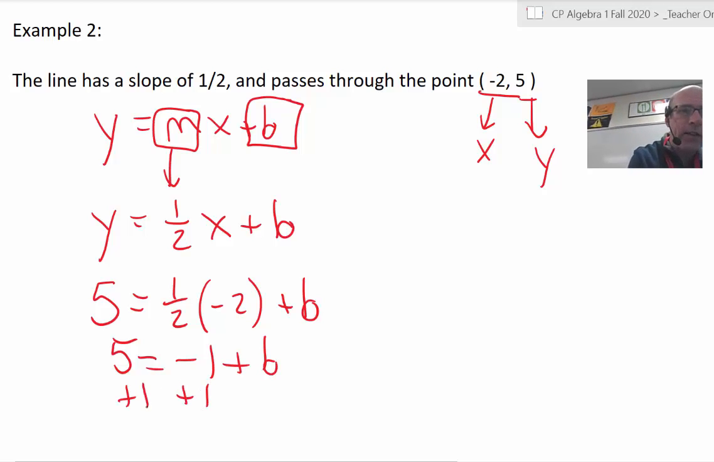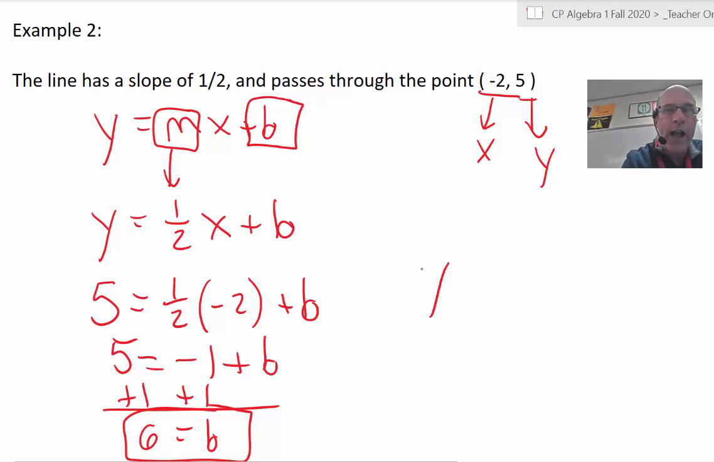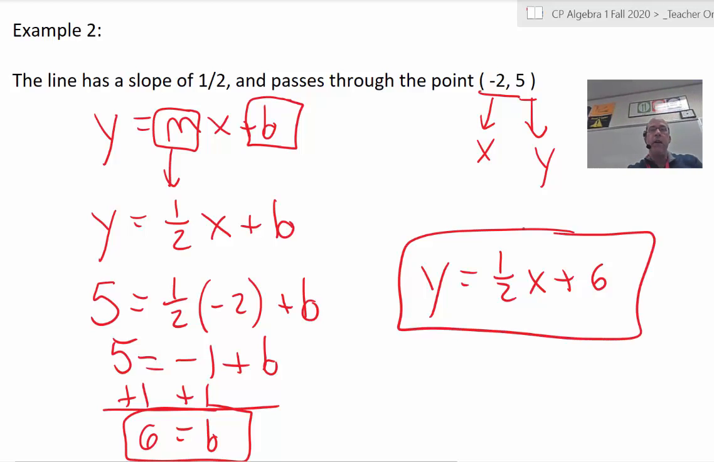Add 1 to both sides, and it reveals that 6 equals b. b equals 6. So therefore, my equation is y equals 1/2 x plus 6. That's the equation I need. And I'm not going to check them all on Desmos. You can verify on Desmos if you like that y equals 1/2 x plus 6 will go through that point, and it will have a slope of 1/2.